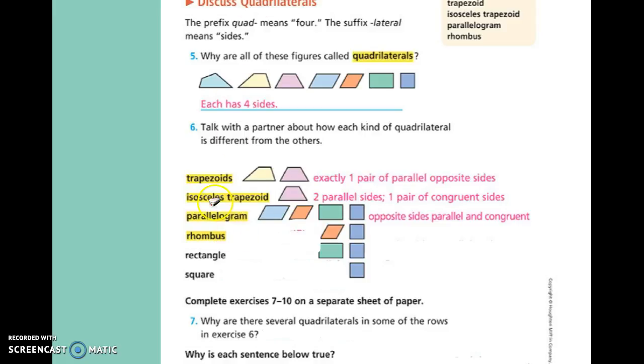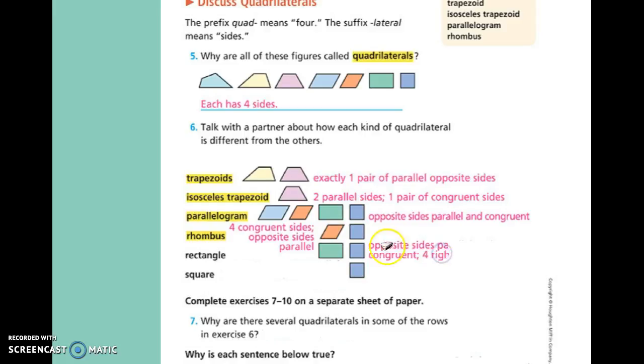Next is a rhombus. And a rhombus, the definition is, has four congruent sides, and opposite sides are parallel. Okay, so here are our two examples of rhombuses. They have four congruent sides, meaning all the sides are the same length, and the opposite sides are parallel. So this line is parallel to this line, and this line is parallel to this line. Okay.